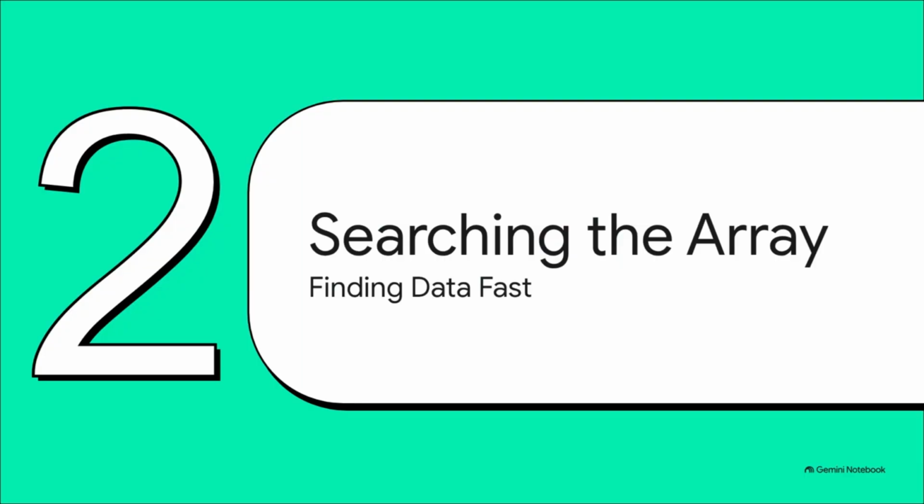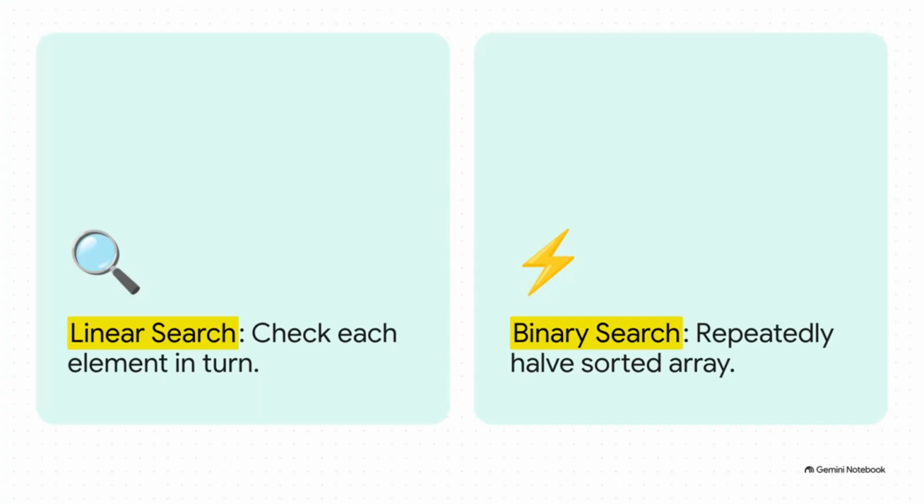Moving right along. Section 2, searching the array, finding data fast. Now what's really interesting is that once our data is beautifully sorted, finding exactly what we need becomes an absolute breeze. Let's compare our 2 main searching strategies. First, we have linear search. This is the brute force way, checking every single value one by one from start to finish until you find a match. It works on messy data, sure, but it's slow.